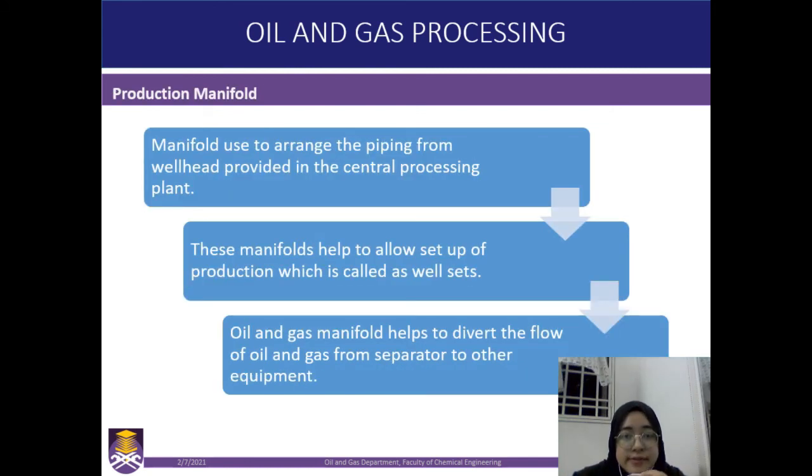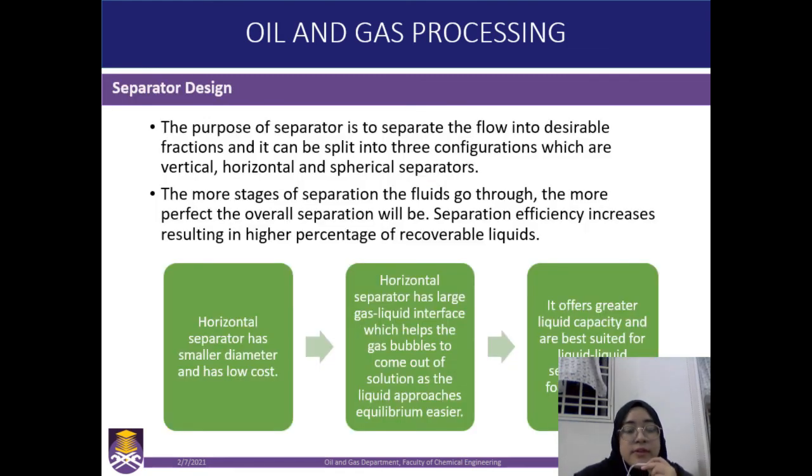The production manifold is used to arrange the piping from wellhead provided in the Central Processing Plant (CPP). These manifolds help to allow setup of production, which is called well sets. Oil and gas manifolds help to divert the flow of oil and gas from separator to other equipment. For separator design, separator is used to separate the flow into the reservoir fractions, and it can be split into few configurations. So for this plan, we have chosen the horizontal separator.